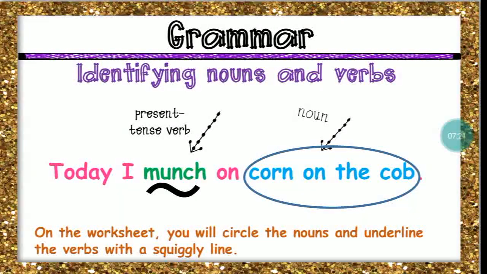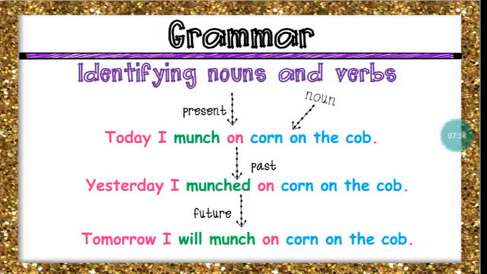The noun is corn on the cob. Then the present tense verb is munch. And it is showing that it is present tense because it has today. I munch on corn on the cob. Then yesterday I munched on corn on the cob. Munched here, you can see that it has the past tense marker, ed, and it sounds like t. Now tomorrow I will munch on corn on the cob. This is future tense.